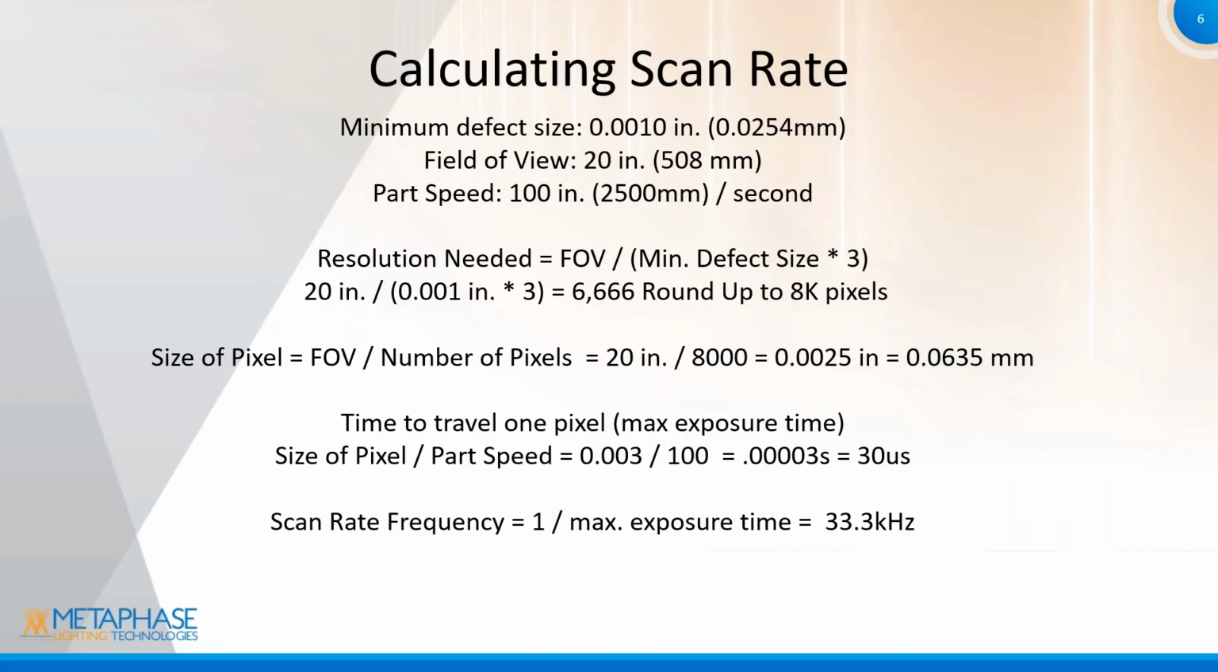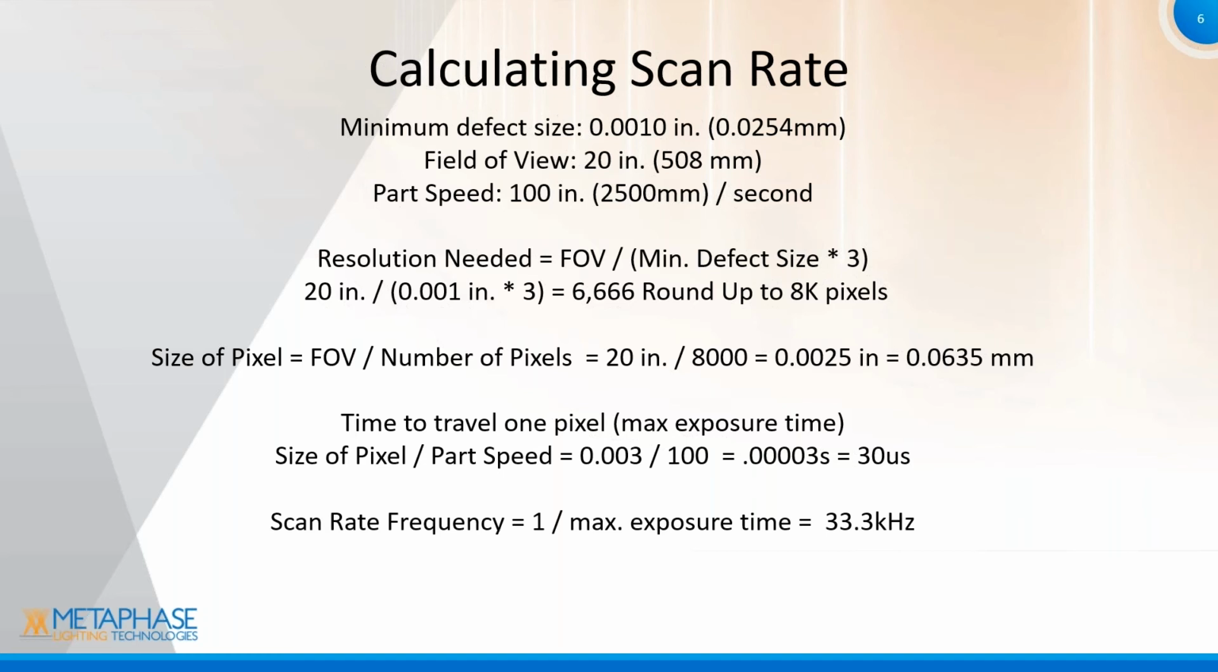So when we start to look at scan rate, this becomes very important because this tells us how much exposure time we have, thus justifying how much light we do need. So in this example, we have a minimum defect size of 0.001 inch, a field of view of 20 inches, as well as a part speed of 100 inches.